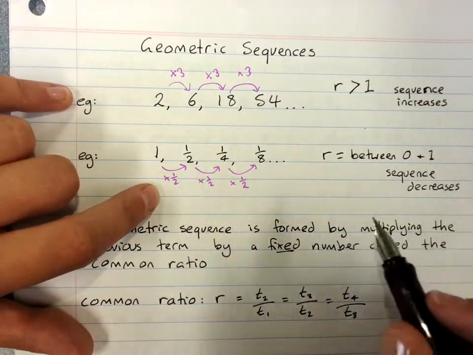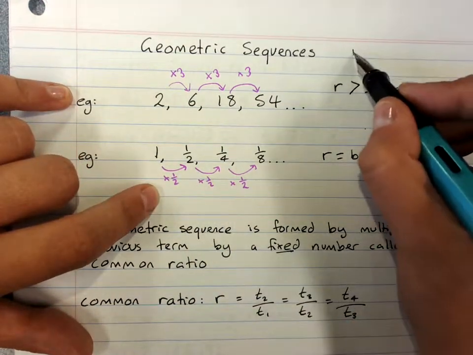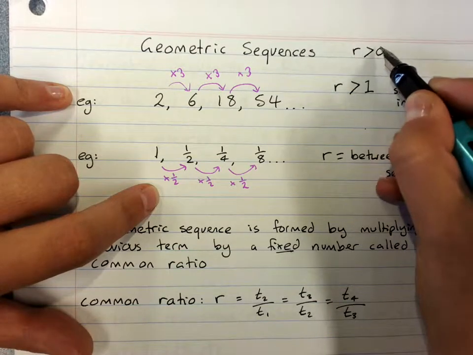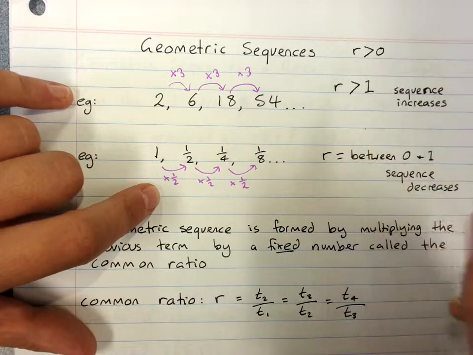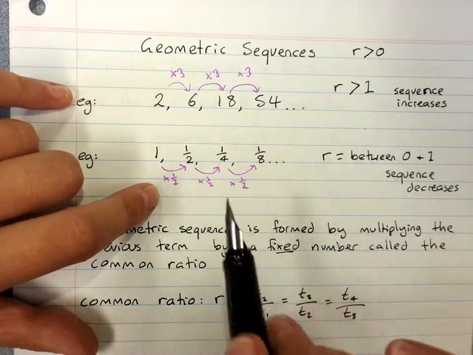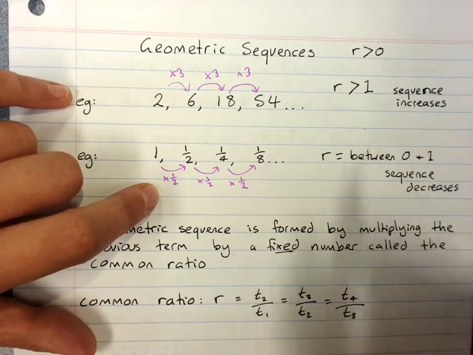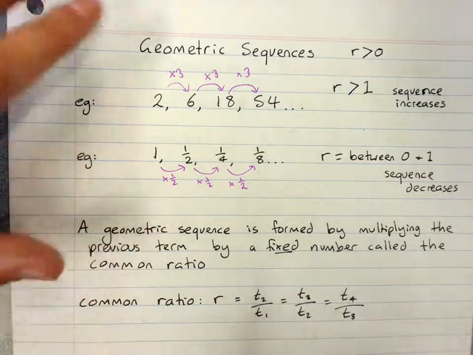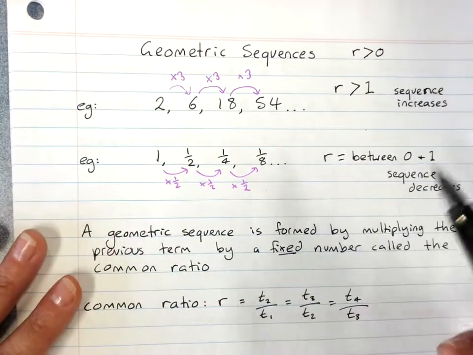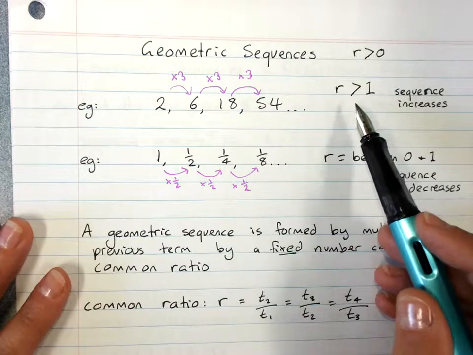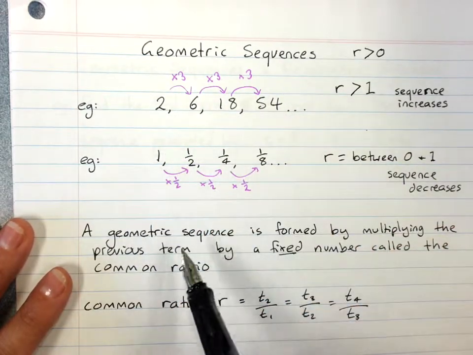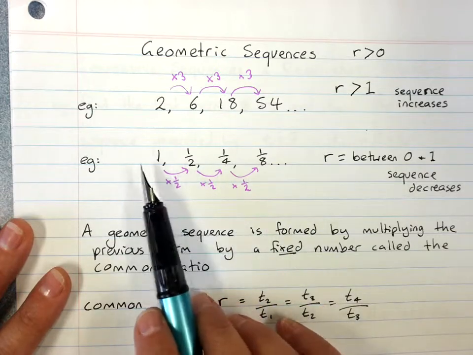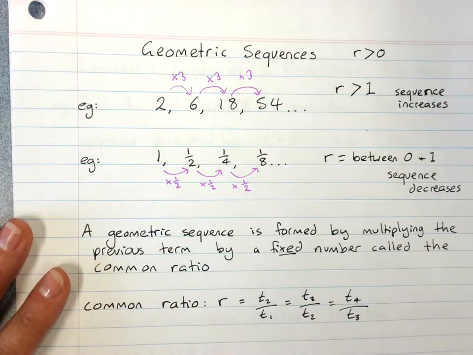Now, we're only dealing with a common ratio of more than 0 in this. Common ratio is greater than 0. You can have negative common ratios, but at the moment we're not dealing with that. But if it's a number bigger than 1, you're multiplying by a number more than 1, you get larger numbers. Multiplying by a fraction less than 1, smaller numbers.